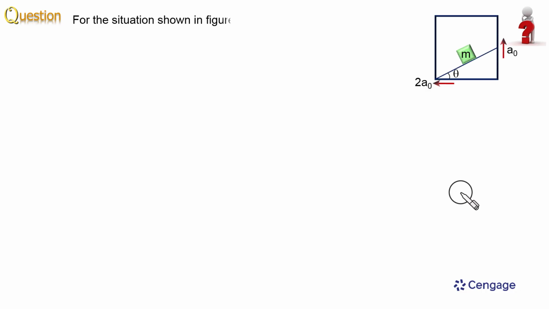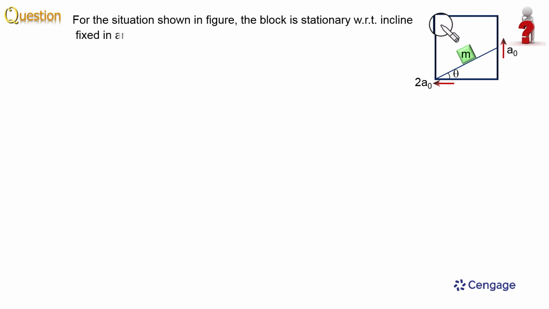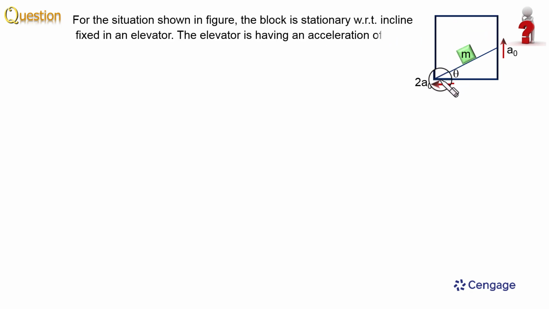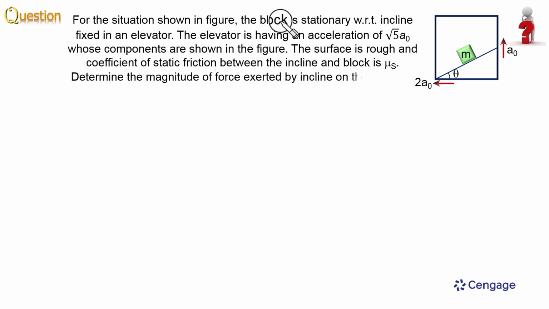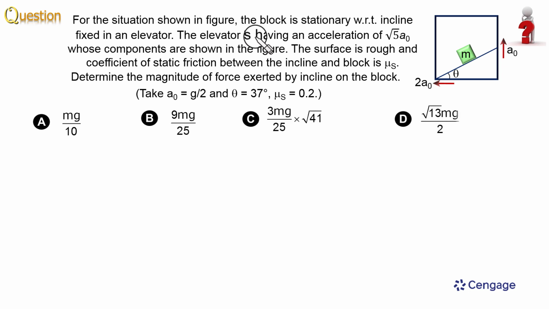In this question, you can follow this figure. It consists of an elevator, and in this elevator you can observe an inclined plane. On this inclined plane we have a block of mass small m which is stationary with respect to the incline. The elevator is moving with acceleration root 5 a naught, and you can observe in the figure the components of this acceleration: a naught in the upward direction and 2a naught in the horizontal, leftward direction.